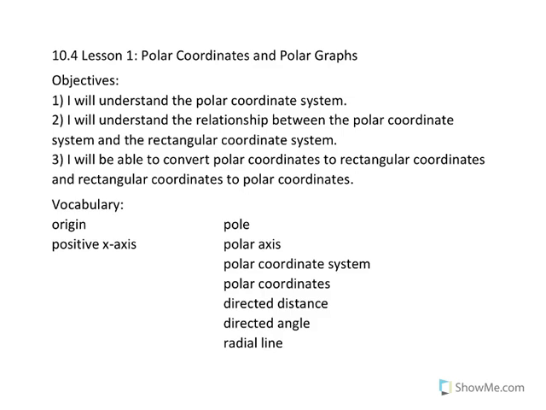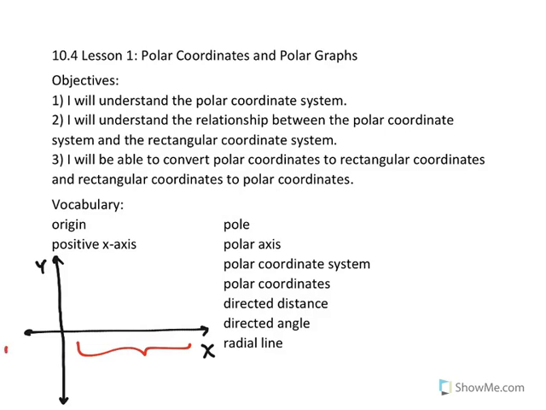So let's begin with something that we've been working with for years, which is the Cartesian plane or the XY plane, also called the rectangular coordinate system. So we have the x-axis, we have the y-axis, and of course this is called the positive x-axis because that's where you have positive x values. This would be the negative x-axis. And the intersection of the two axes is called the origin.